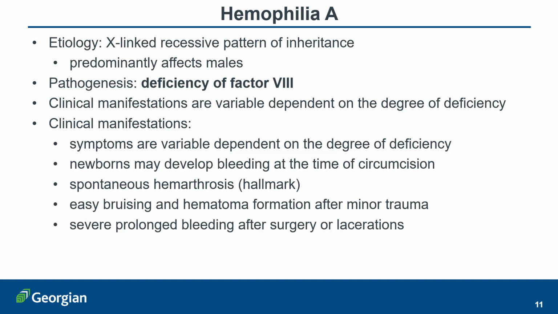Individuals with hemophilia A will have easy bruising and hematoma formation even after just relatively minor trauma to that affected area. Similarly, individuals with hemophilia A and B will have severe prolonged bleeding, typically after surgery or severe lacerations. Consequently, a nurse should ask for the history of hemophilia A or B prior to any serious surgery.